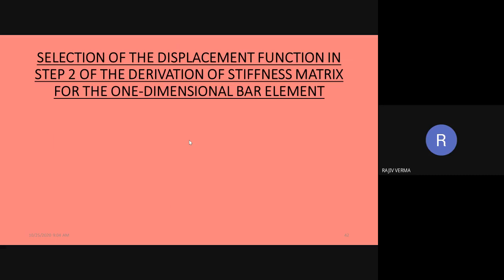Now, the selection of displacement function is step 2 of the derivation of the stiffness matrix for the one-dimensional bar element. This particular step we have missed. In fact, if you just rewind the video, you will observe that from step number 1, we have directly shifted to step number 3. In between, there is a step number 2, which is missing over here. And this step we are going to discuss at the present location.